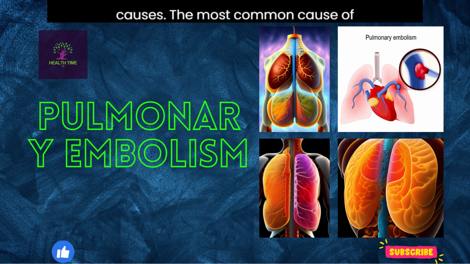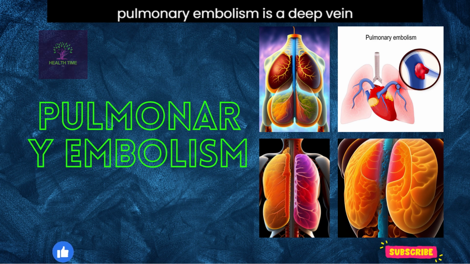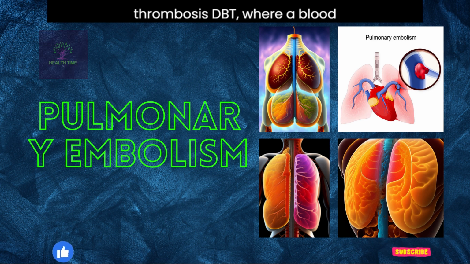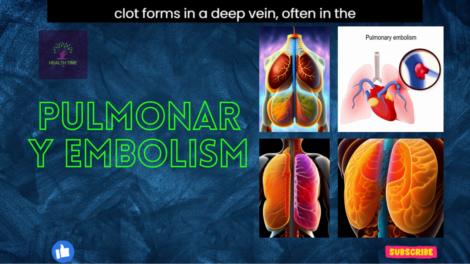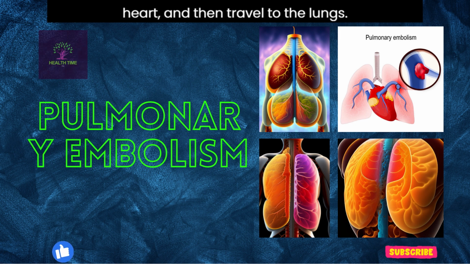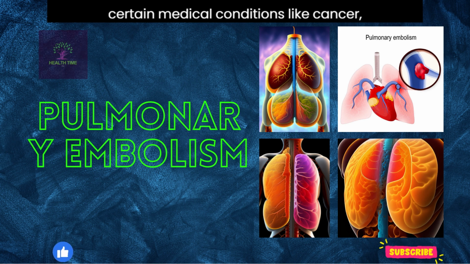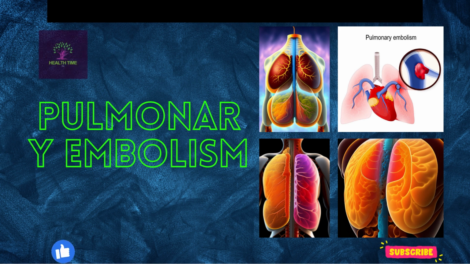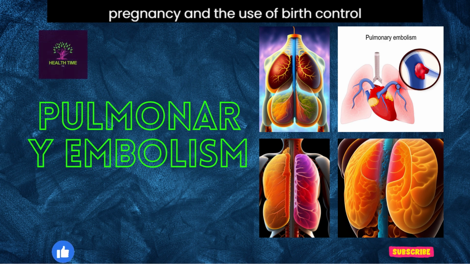1. Causes. The most common cause of pulmonary embolism is a deep vein thrombosis, DVT, where a blood clot forms in a deep vein, often in the legs. Other causes can include clots that form in other parts of the body, such as the pelvis, arms, or heart, and then travel to the lungs. Risk factors for PE include prolonged immobility, surgery, trauma, certain medical conditions like cancer, pregnancy, and the use of birth control pills or hormone replacement therapy.